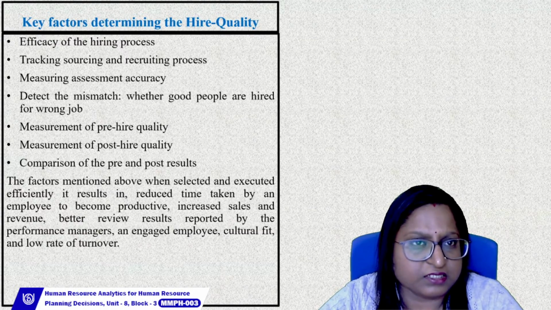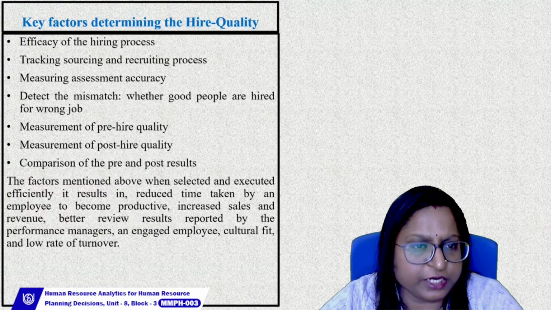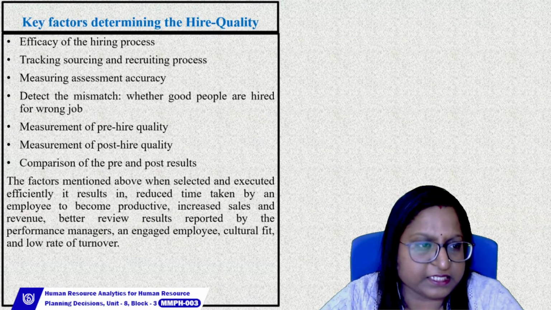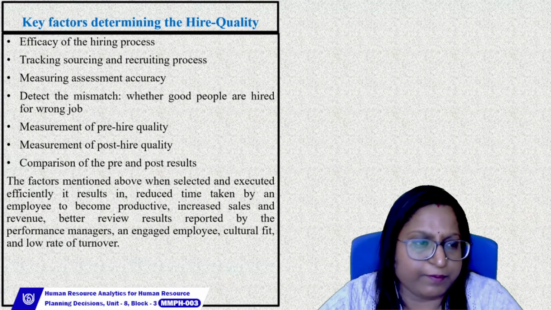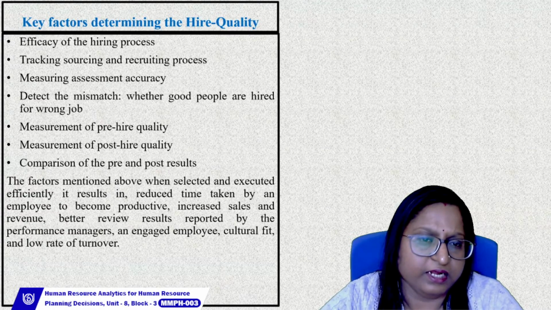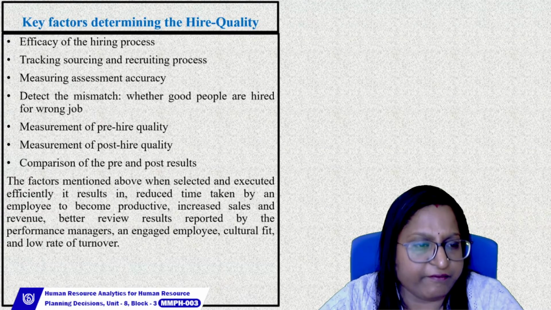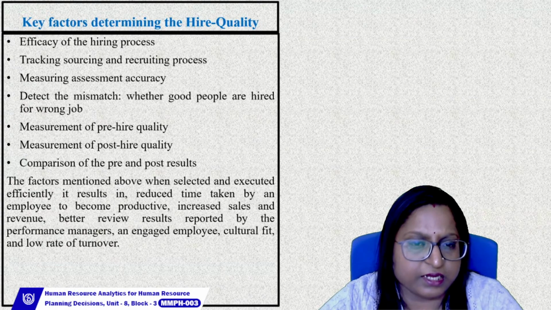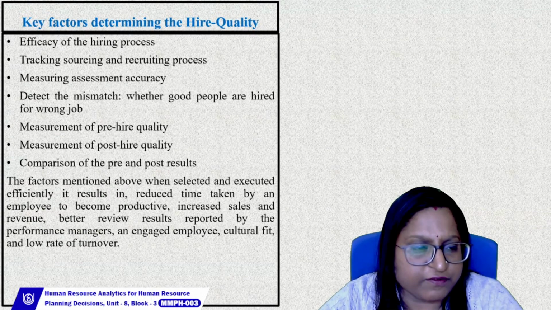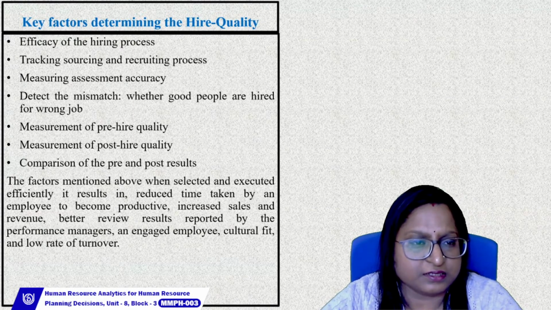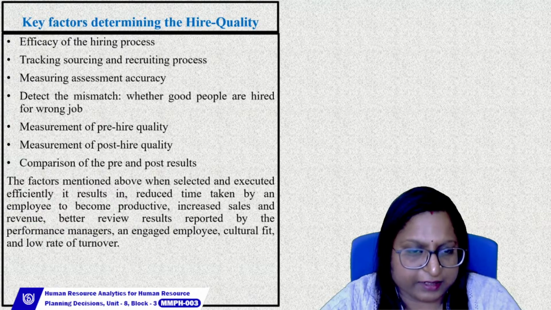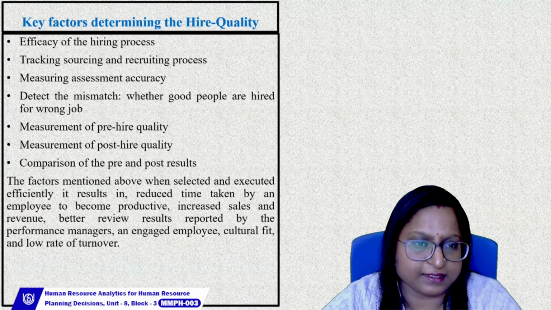Then what are the factors? The factors mentioned above, when selected and executed efficiently, result in reduced time taken by an employee to become productive, increased sales and revenue, better review results reported by the performance manager, engaged employees, cultural fit, and a low rate of turnover. So these are the factors. Based on the above factors, it is very essential that a person is selected by the employer.